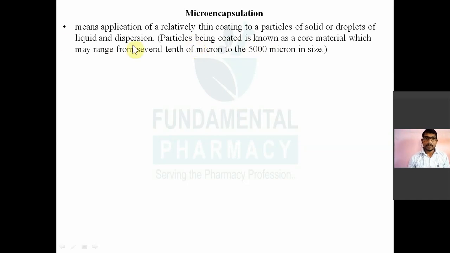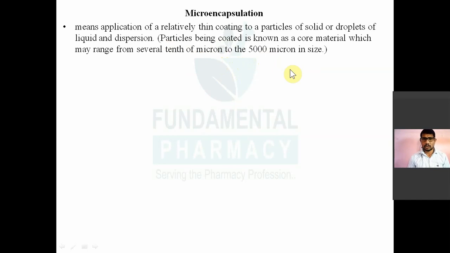Application of a relatively thin layer coating to a particle of solid, droplet of liquid, and dispersion. Whatever particle is being coated is known as the core material, which may range from several tenths of a micron. So that core particle may be in a range of 1 micron up to 5000 microns in size. कि ये आपका जो 1/10 है माइक्रोन का मतलब मिली माइक्रोमीटर जिसको बोलते हैं, वहां से लेके 5000 माइक्रोन तक आपका कोर जो है उसको आप कैप्सुलेट कर सकते हो.